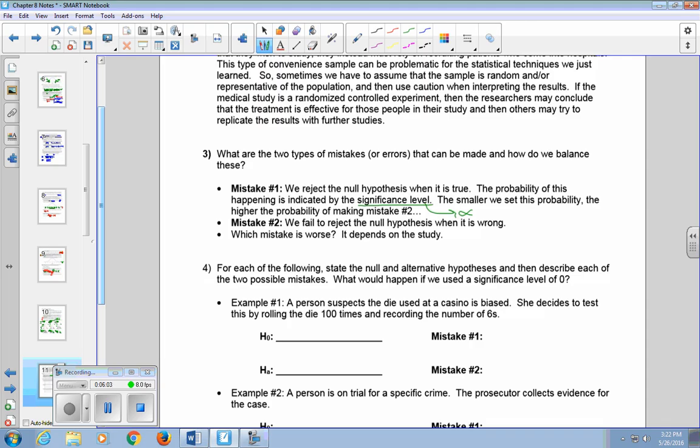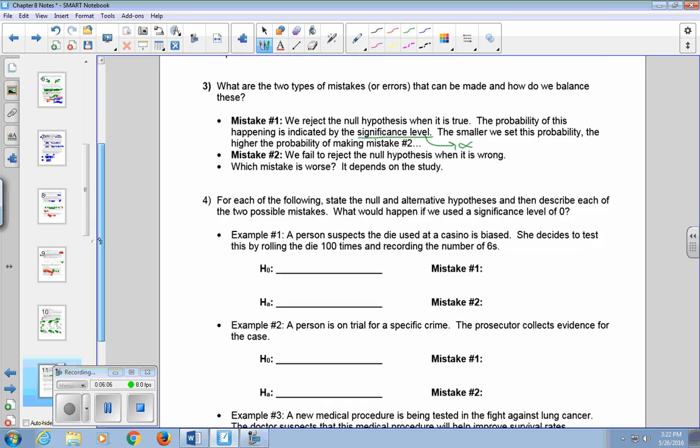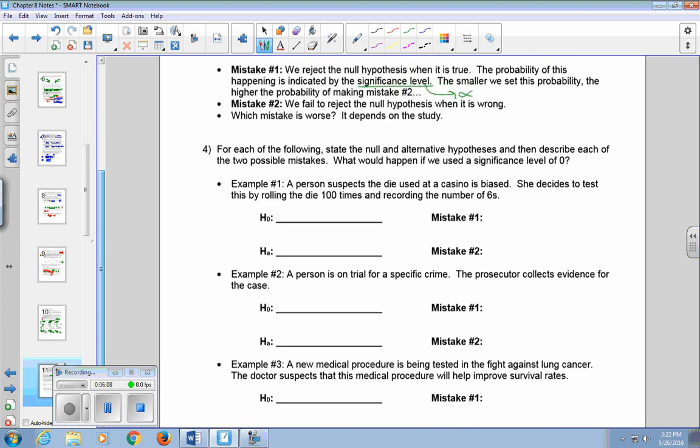So which mistake is worse? Well, it depends on the study. We're going to take a closer look at these types of mistakes in number 4. For each of the following, state the null and alternative hypotheses, and then describe each of the 2 possible mistakes. And think about what would happen if we use a significance level of 0.